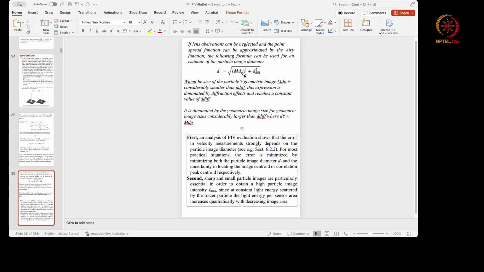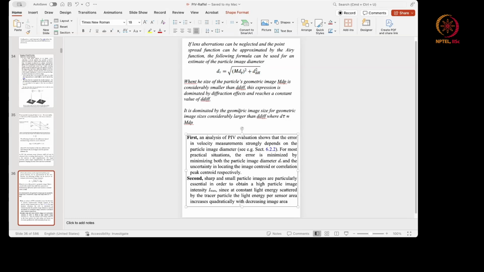So if the particle is very small, then it is the diffraction. Your diameter simply does not change. You get this unique size, and it reaches a constant, virtually constant.